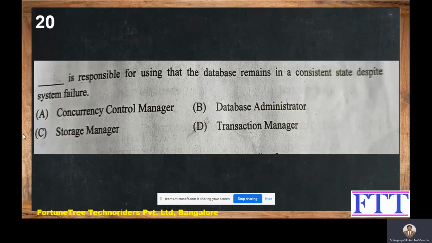Dash is responsible for ensuring that the database remains in a consistent state despite system failure. Option A, concurrency control manager. Option B, database administrator. Option C, storage manager. Option D, a transaction manager. So here option D is the right answer. The transaction manager is responsible for ensuring the database always stays consistent.